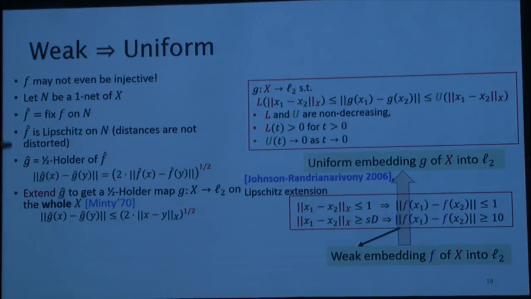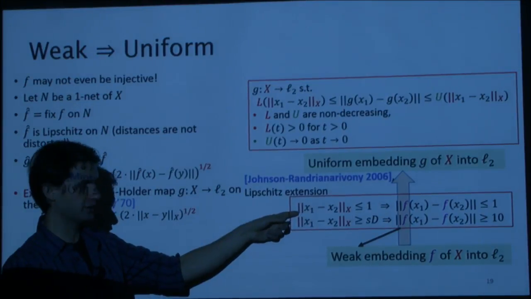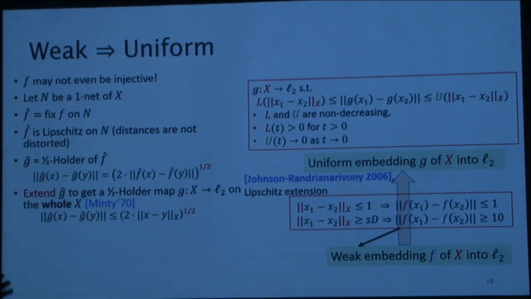So far, what did we do? We took f and looked only on the net, because on the net is where reasonable things can be extracted from the function f. Roughly, distance scale 1 is where the reasonable things are happening. We take g hat, which is half-Hölder, mostly just to be able to apply this theorem. Then we extend g hat to the entire space, and the extension has more nice properties. In particular, it is Lipschitz at all scales.